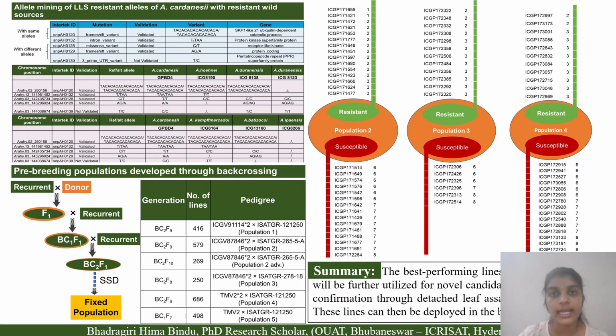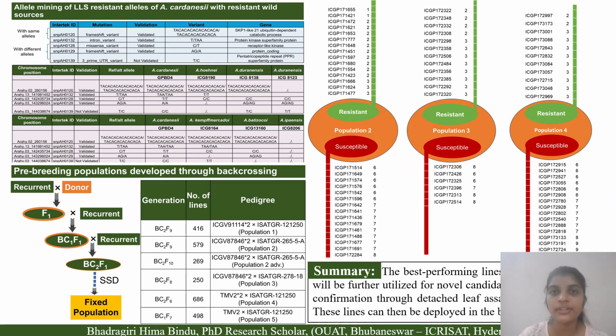And these alleles and SNPs from the validated CAPS markers have been utilized for allele mining of LLS resistant alleles of Arachis cardenasii with the other wild sources. And we have observed that the allele of Arachis cardenasii is different from the allele of the other wild sources. And so we have identified that there are new regions which are responsible for resistance other than the so far identified alleles of Arachis cardenasii.